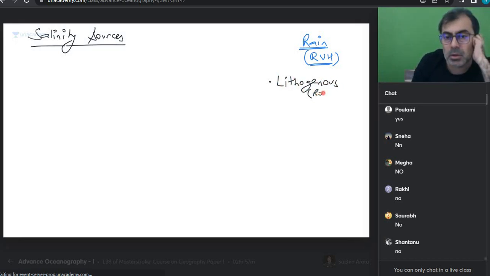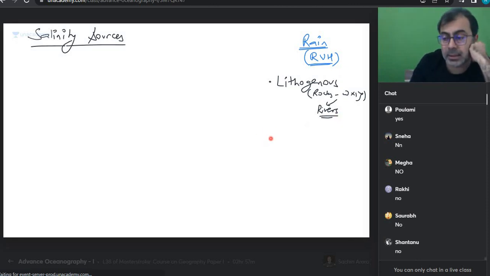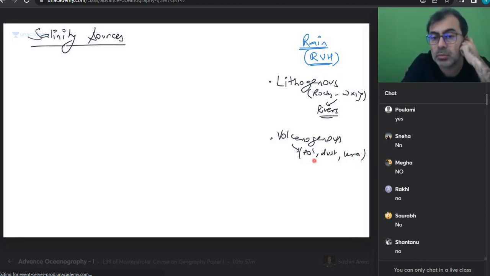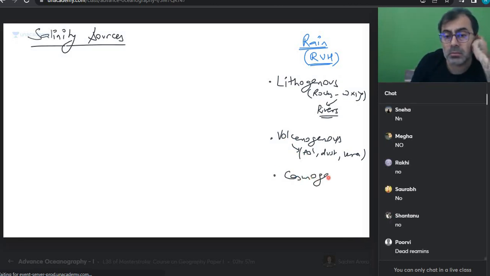Lithogenous rocks, weathering, rivers, possible. I also believe that some salinity salts might be coming because of volcanoes. So volcanic can be there. There is ash, there is dust, there is lava. So all of that burns and falls. True, that's also there. Third one, cosmogenous, from outer space can also come.